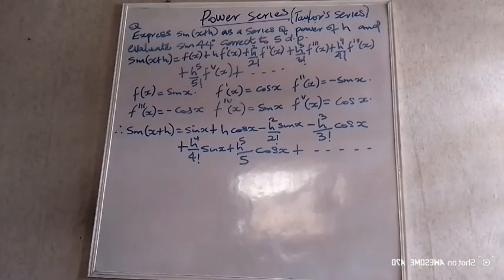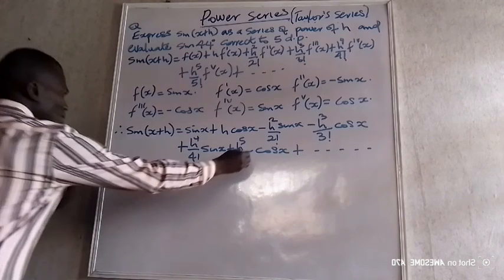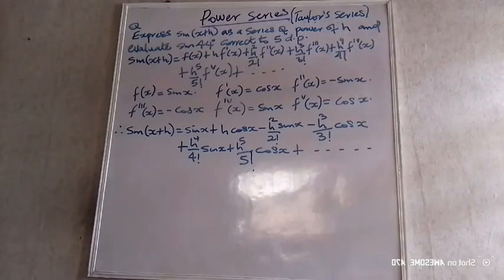So sine (x plus h) now becomes sine x plus h cos x minus h squared over 2 factorial sine x minus h cubed over 3 factorial cos x plus h raised to the power 4 over 4 factorial sine x plus h raised to the power 5 over 5 factorial cos x, and the terms go on like that. So we have solved the first part.